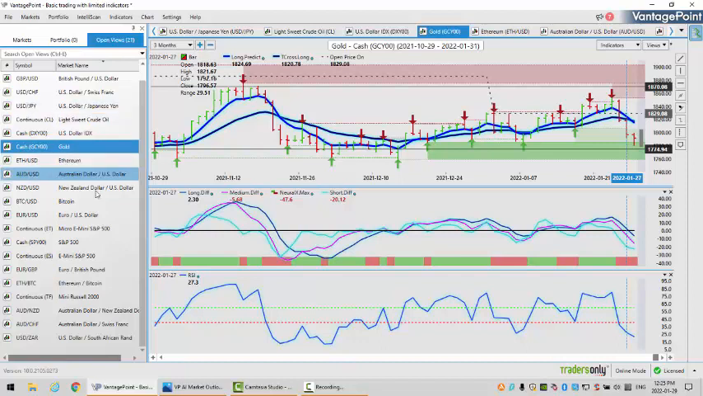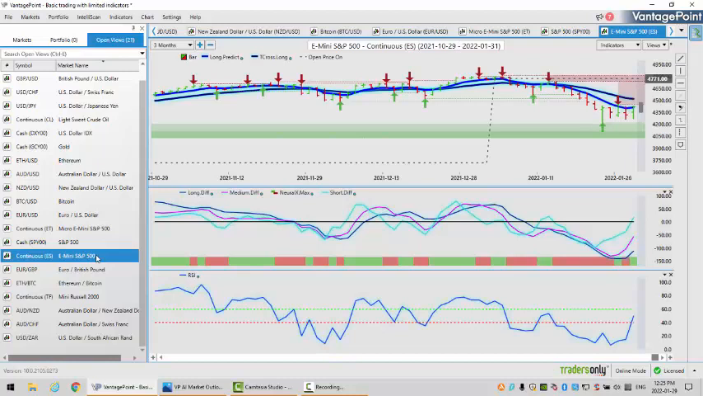Now, when we look at the equity markets, they really didn't stand much of a chance with everything going on. It was bad enough with the Russia and Ukraine conflict. Then you get a hawkish Fed on top of that. Of course, the equity markets tanked.